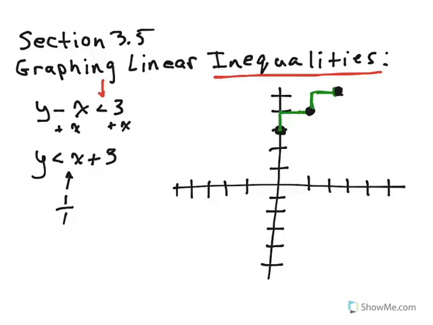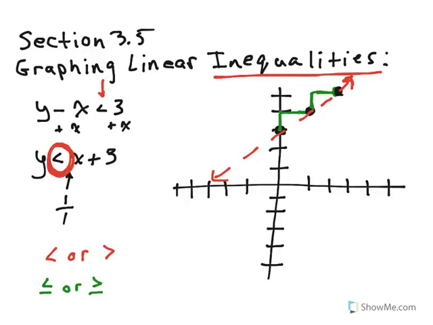Now we're going to draw our line, but because our inequality is using a less than symbol, we must use a dashed line to draw our line. Always use a dashed line for less than or for greater than. We use a solid line if we have less than or equal to, or greater than or equal to.